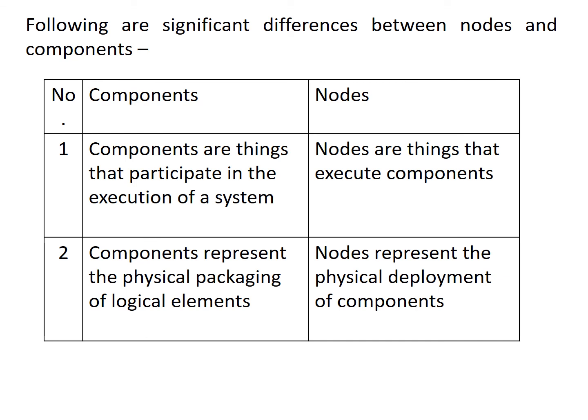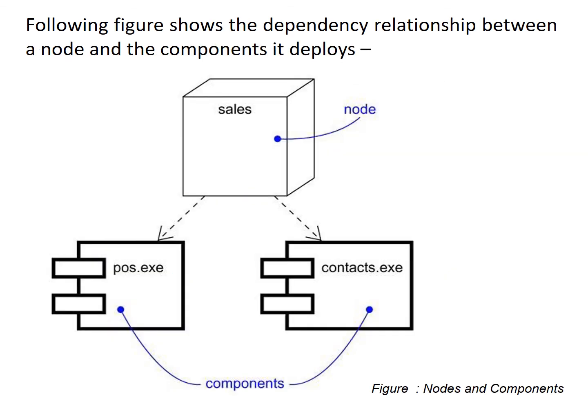Now, we'll see the differences between node and component. Components are the things that participate in the execution of a system. Nodes are the things that execute the component. Components represent the physical packaging of logical elements. Nodes represent the physical deployment of components. Now here, this figure shows the dependency relationship between a node and a component it deploys.